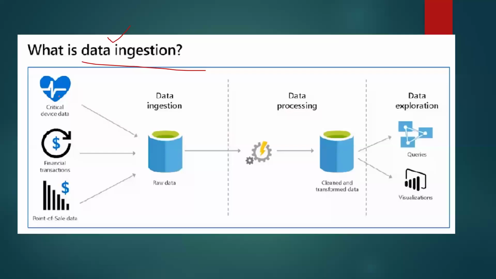See here, let's say we have critical data. Critical data means any healthcare data or so, and say we have financial transactions. That means bank-related data, and say point of sale. For example, we went to a store, say Reliance Trends or Max or any other store, and you purchase some items from there. Say you have this data residing in different locations, right?